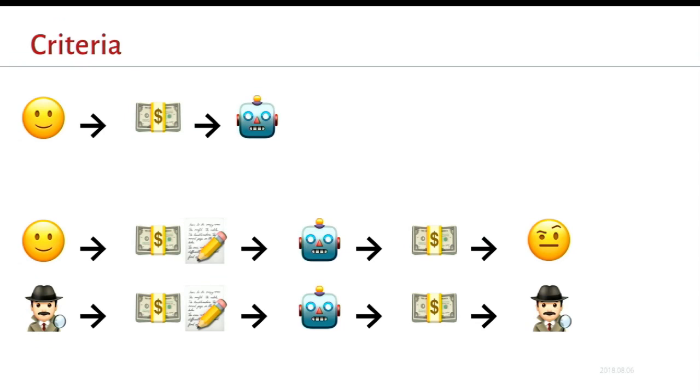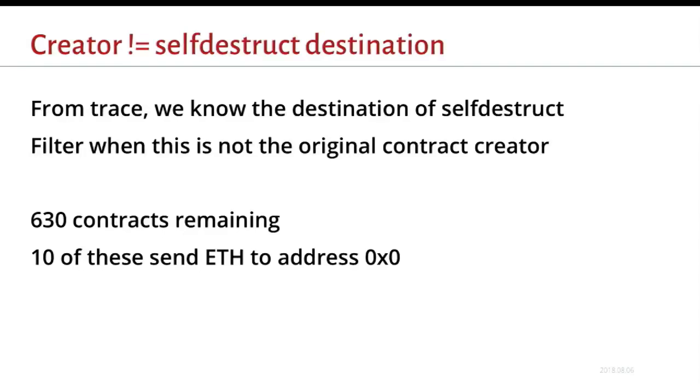If somebody creates a contract, that's totally normal. Some things we might be interested in is when the owner sends a self-destruct to the robot contract, and then that ends up sending money to a different address that wasn't the original creator. That can be a red flag. Another red flag would be if somebody who wasn't the original creator causes the self-destruct transaction. So let's do some more filtering and see what meets these conditions.